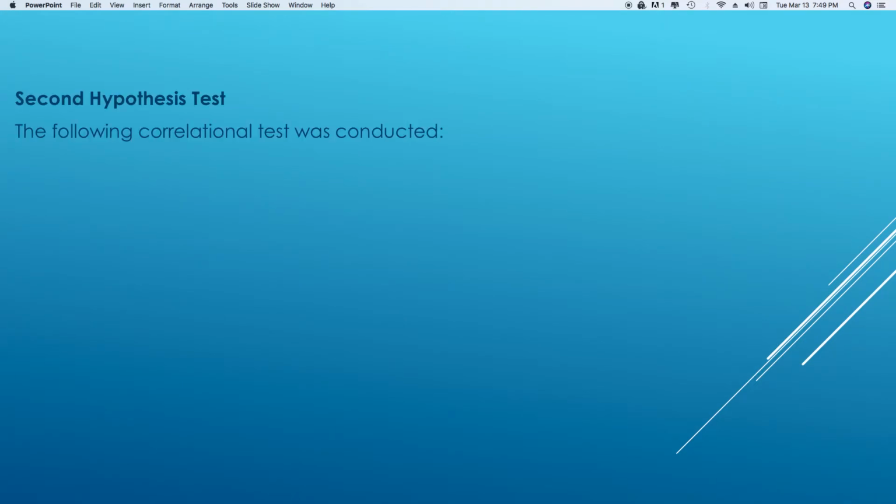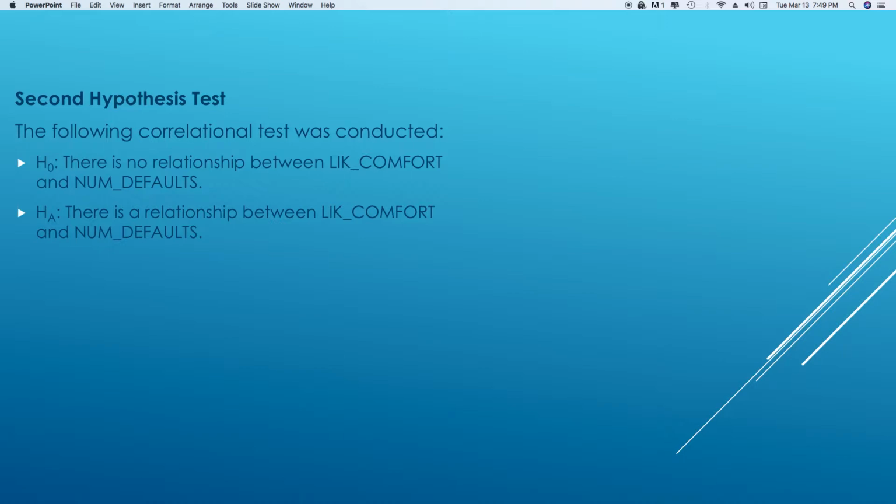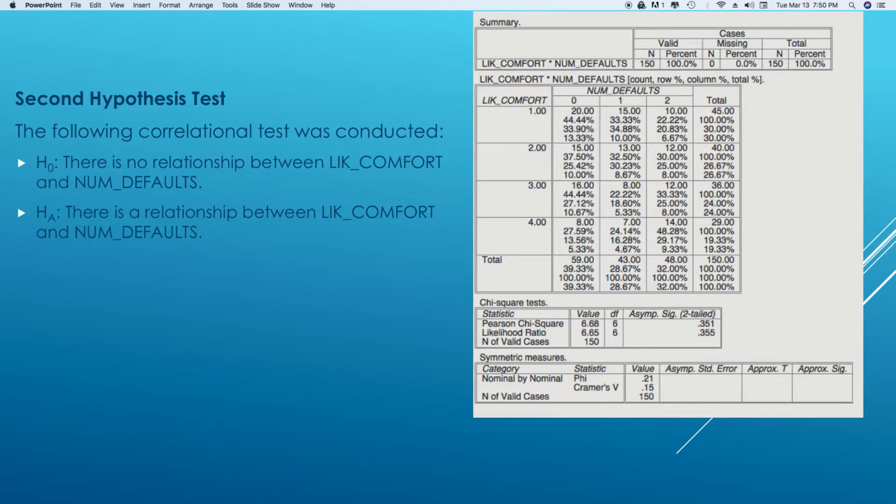So same thing, we ran the second hypothesis test, and the following correlational test was conducted. Again, the null states there is no relationship between Likert comfort and the number of defaults. And of course the opposite, that there is a relationship between Likert comfort and number of defaults. Once again, our output in PSPP gives us an n of 150, a Pearson chi-square of 6.68, degrees of freedom again is 6, our p-value is 0.351.